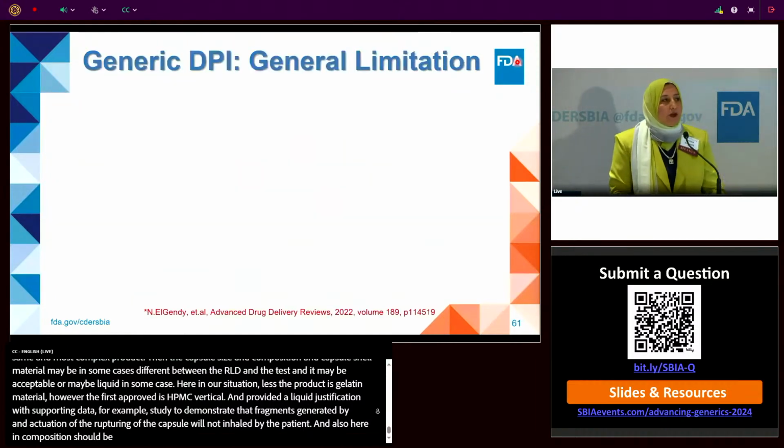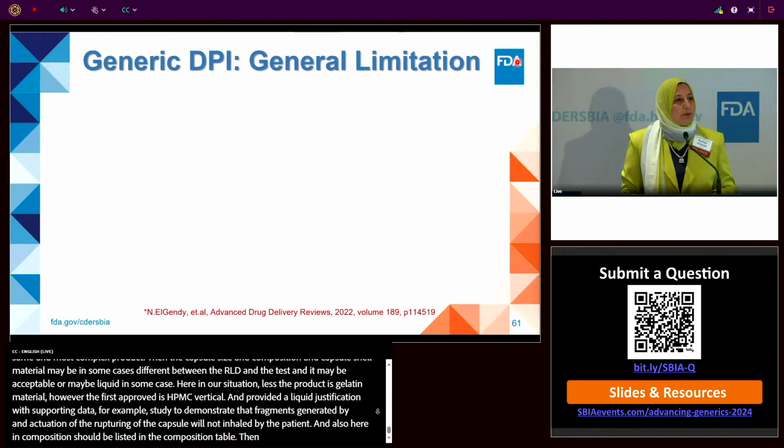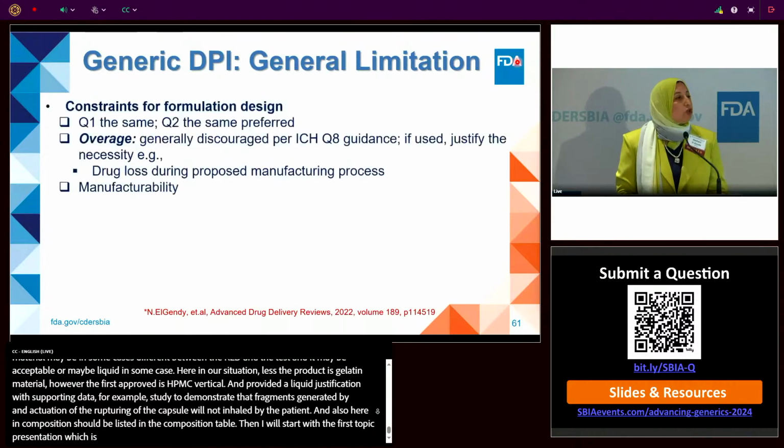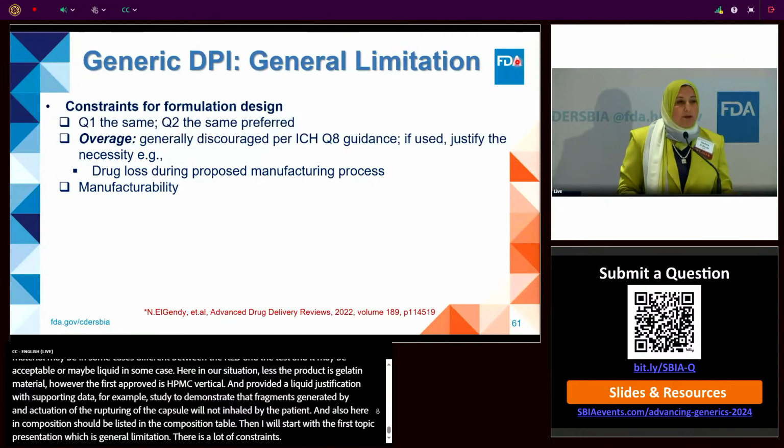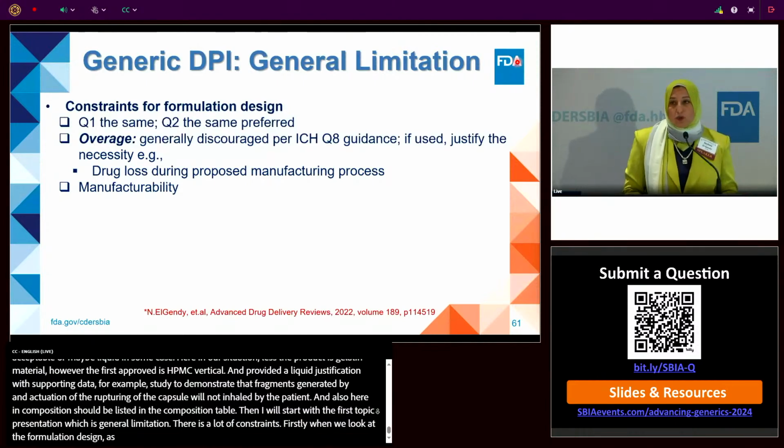Then I will start with one of the first topics from my presentation about the learning objectives, which is the general limitations for DPIs. There are a lot of constraints. Firstly, when we look at the formulation design, as we said before, Q1 the same, Q2, this is preferred. For this specific drug product, yes, it's in the PSG, highly recommended.